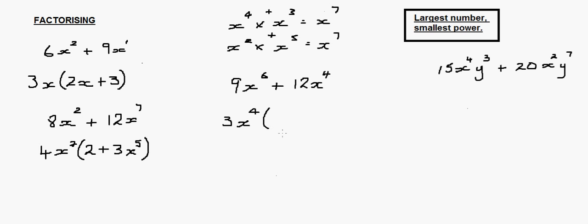Now I open the brackets. I deal with this part first. What times 3 gives me 9? That will give me 3, because 3 times 3 is 9. Now I've got x to the 4, but I want x to the 6, so I'm going to have to multiply it by x squared, because 6 take away 4 gives me 2.